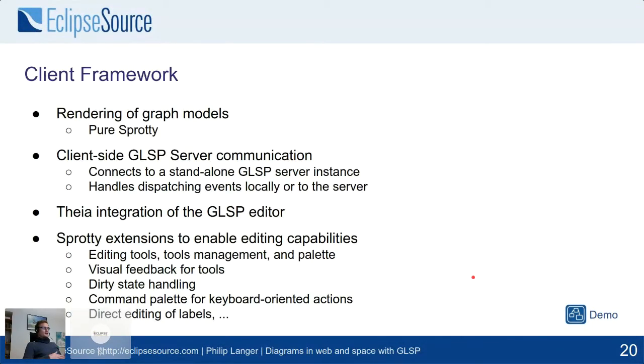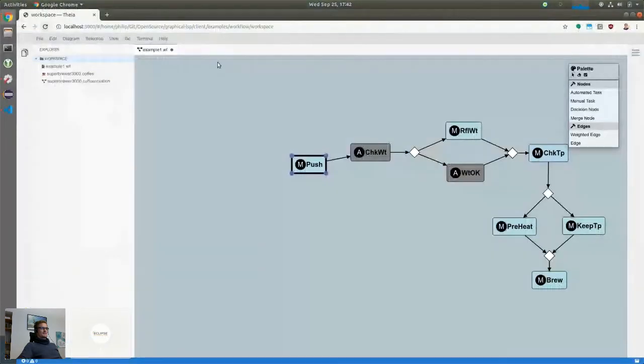Okay. So other things that GLSP is providing, except for the server and the protocol messages that go with it, is the client framework. So a few words about the client framework, just to mention it again. For rendering the graph models, it's based on pure Sprotty. So you have all the same flexibilities and possibilities to render diagrams based on Sprotty. So we just reuse that. What we also provide with the GLSP client framework is the GLSP server communication. So basically a TypeScript component that allows you to connect to a standalone GLSP server instance. And it also handles the dispatching of events locally to the server. Finally, we also provide a Theia integration that you have also seen here. So that's basically the Theia integration that you can reuse, so you can use GLSP very easily in Theia.